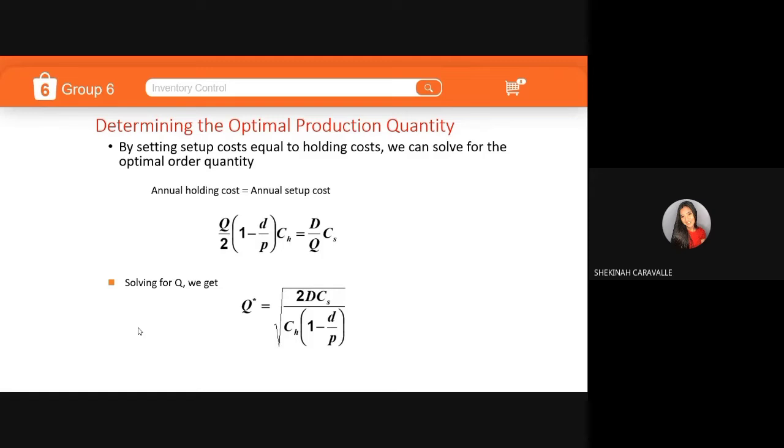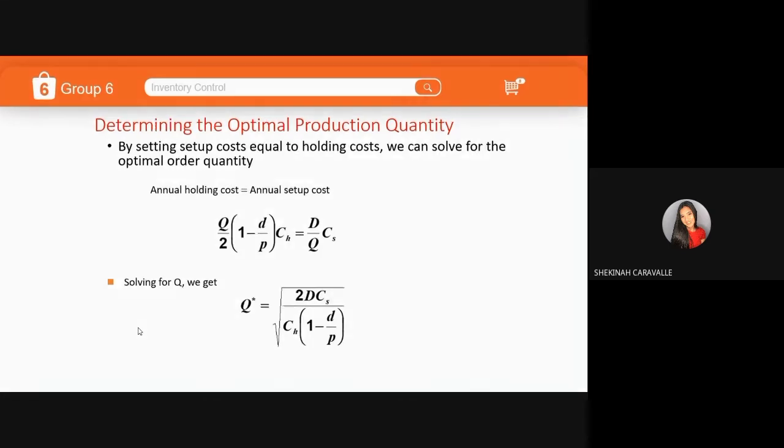It is the quantity divided by 2 times 1 minus D over P, times C sub H, equals demand over quantity times C sub S. Solving for the quantity, we get the formula below. As you can see in here, it is the square root of 2 times demand times the setup cost over C sub H times 1 minus D over P.